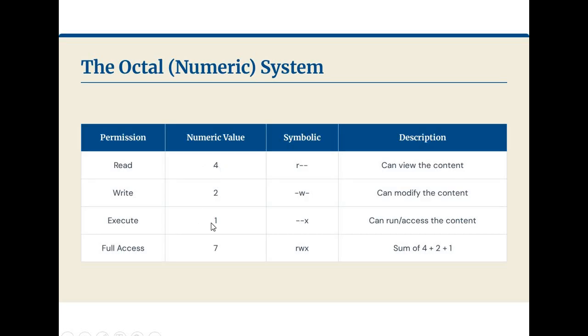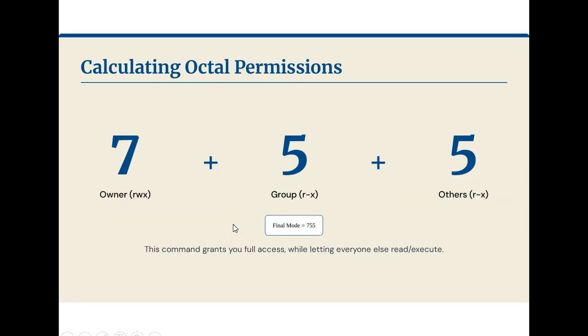Read permission is 4, execute permission is 1. 4 plus 1 is 5. So the chosen permissions are read and execute, and the corresponding number is 5.